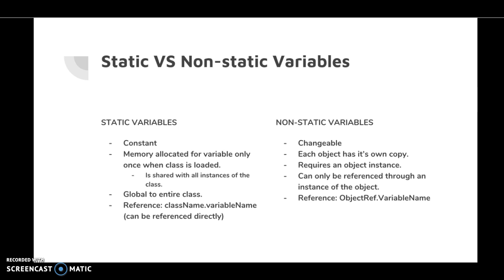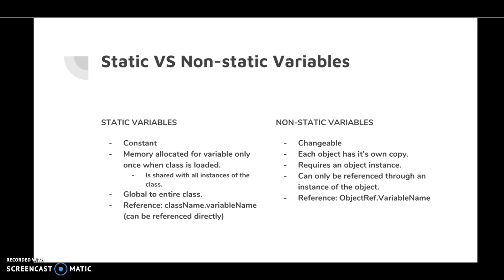I'll go ahead and get started by talking about static versus non-static variables. The static variable is constant. The memory is allocated for the variable only once when the class is loaded, and the allocated memory is shared with all instances of the class. A static variable is global to the entire class and can be referenced directly through the class. You do not have to declare a reference to the object like you do with non-static variables.